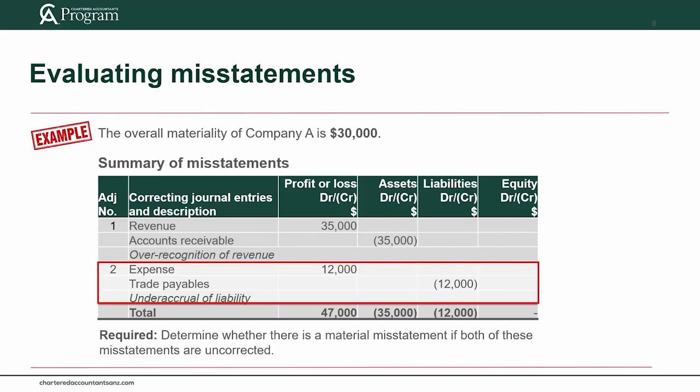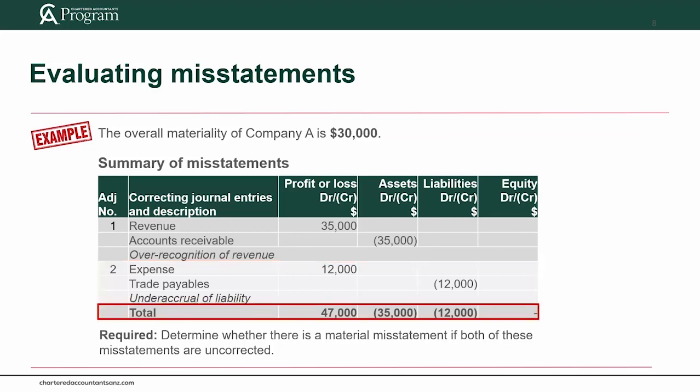However, remember that we also need to consider them both in aggregate. The total impact to the P&L is 47,000 and 35,000 for total assets, which are above overall materiality. So in aggregate, these misstatements are material. So if management does not correct both of these, there is a material misstatement.